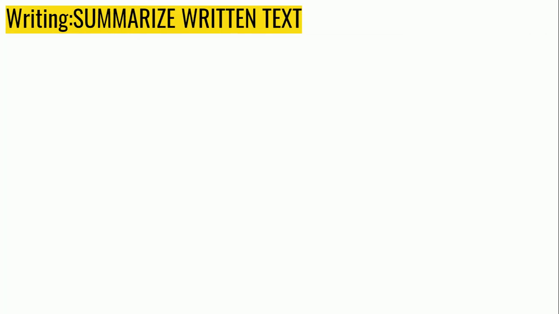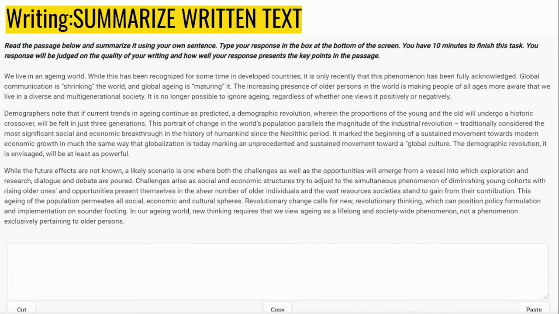The next section is writing. In writing, you have two subsections. One is summarize written text, where you will get a text of 3 paragraphs or one paragraph. You have to read the whole text and then you have to summarize it into a single sentence which is not more than 70 words.